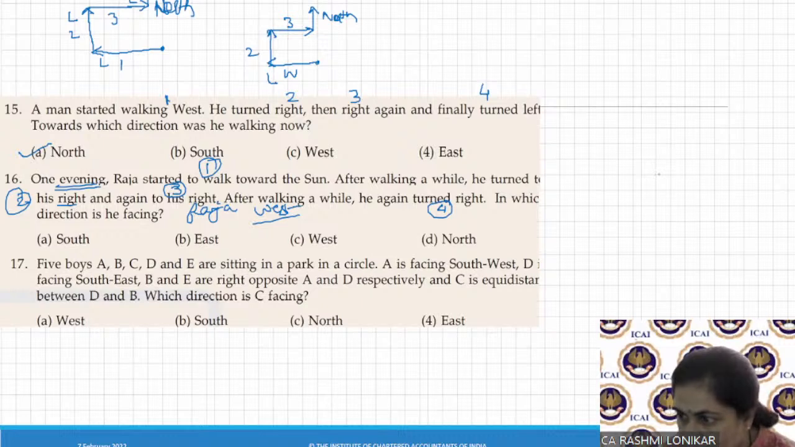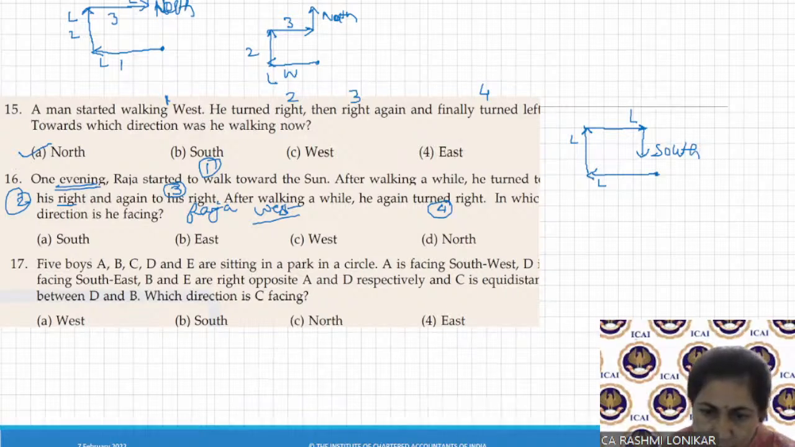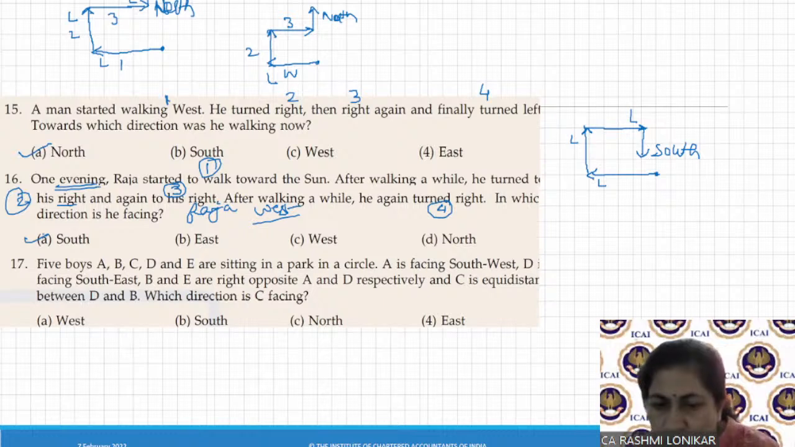Now, Raja is standing over here. He's walking towards the sun in the evening. So he's walking here. So this is his left hand side. After walking a while, he turns to his right. So he moves to his right. And again, this is his left. This is his right. Again to his right. And after walking a while, he again moves to the right. Okay. So which direction is he moving? This direction is which direction? This is the south direction. Okay. So you may get this type of questions which you can easily do in the given amount of time, right?